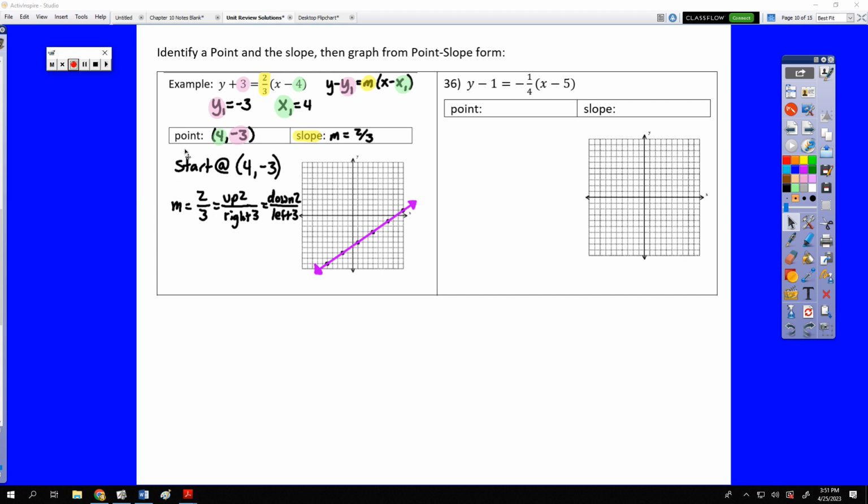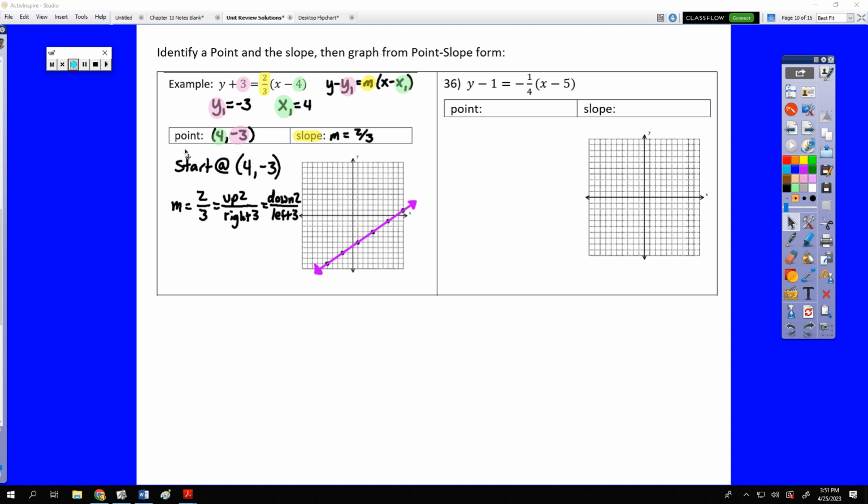All right, ladies and gentlemen, this should be the second to last video. This is going to cover how to identify the point and the slope from point-slope form and then use them to graph the line. In other words, we're going to graph from point-slope form.